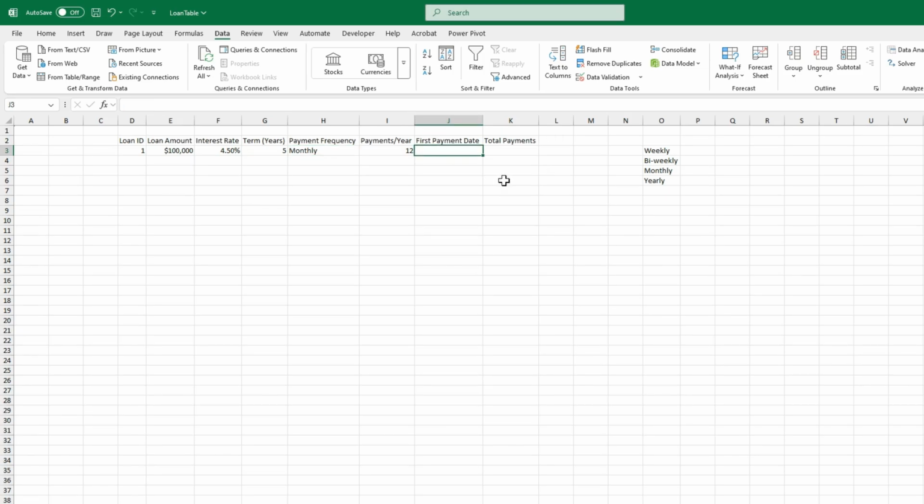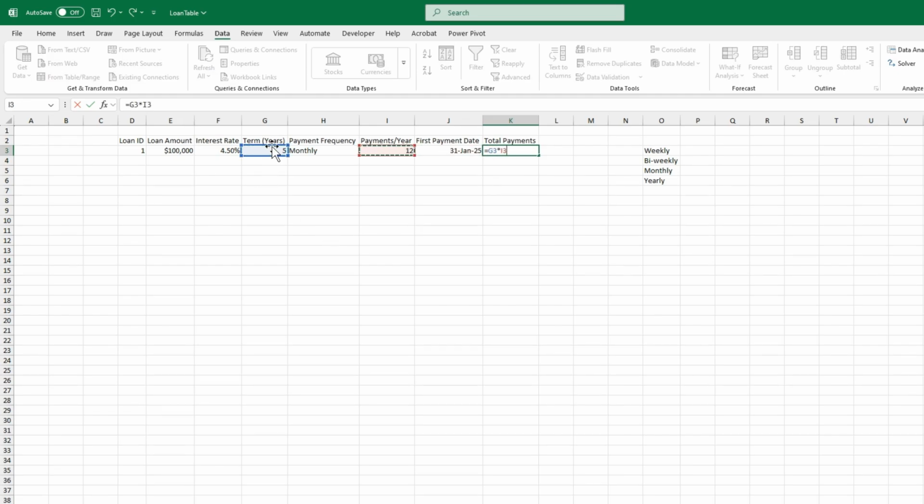Now our first payment date, let's just assume Jan 31st, 2025. Why not? And our total amount of payments, this is just going to be our term times our payment per year.